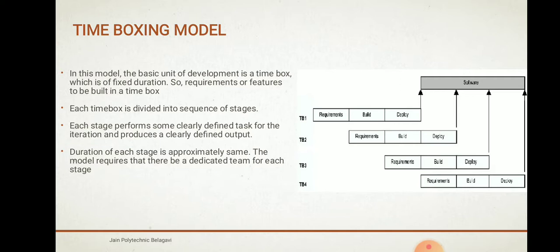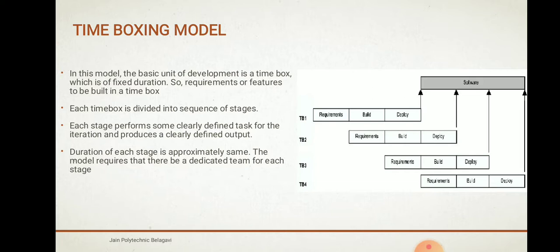In this model the basic unit of development is a time box. As you can see in the diagram, it shows the time boxing model. It is of a fixed duration. Requirements or features are to be built in a time box. As you can see here, TB1, TB2, TB3 and TB4, there are 4 time boxes. Each time box is divided into a sequence of stages. Time box 1, that is TB1, is divided into a sequence of stages, that is requirements, build and deploy.